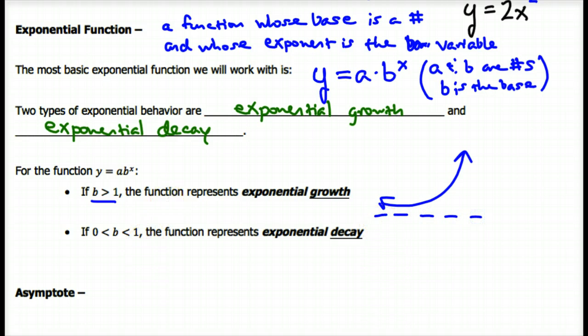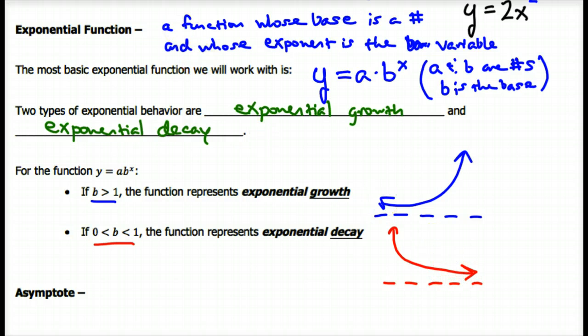If your base is between 0 and 1, notice I didn't say it was negative, but between 0 and 1, which means it's going to be a proper fraction or a decimal, then the function represents exponential decay. And so decay is going to look like this. It's going to be a decreasing graph. So these are the two basic shapes you're going to have for exponential functions. Growth, which just means it's increasing, and decay, which means it's decreasing.